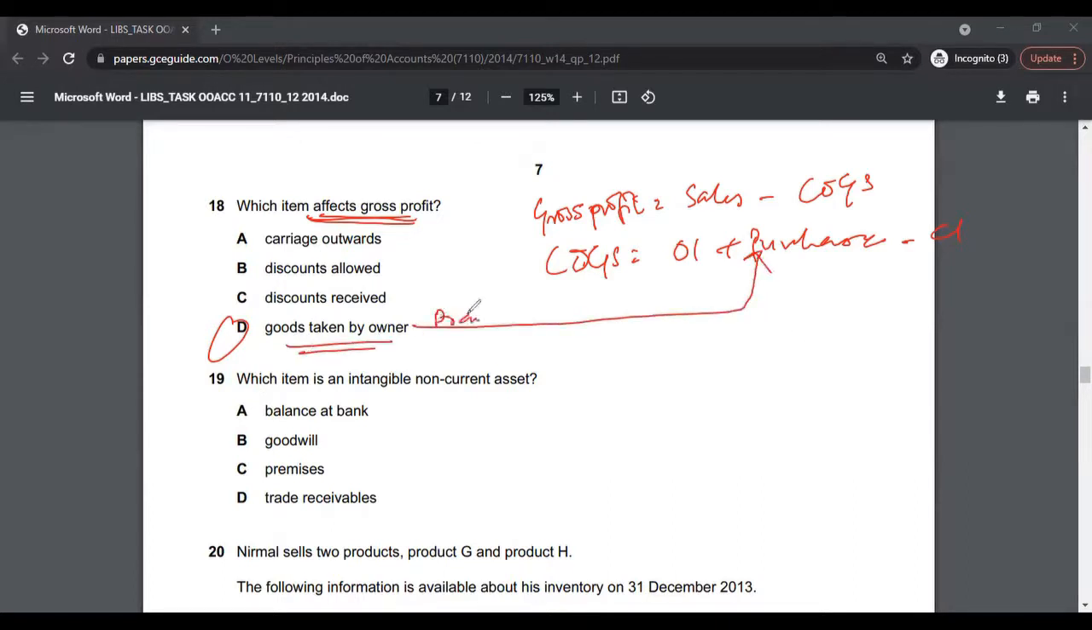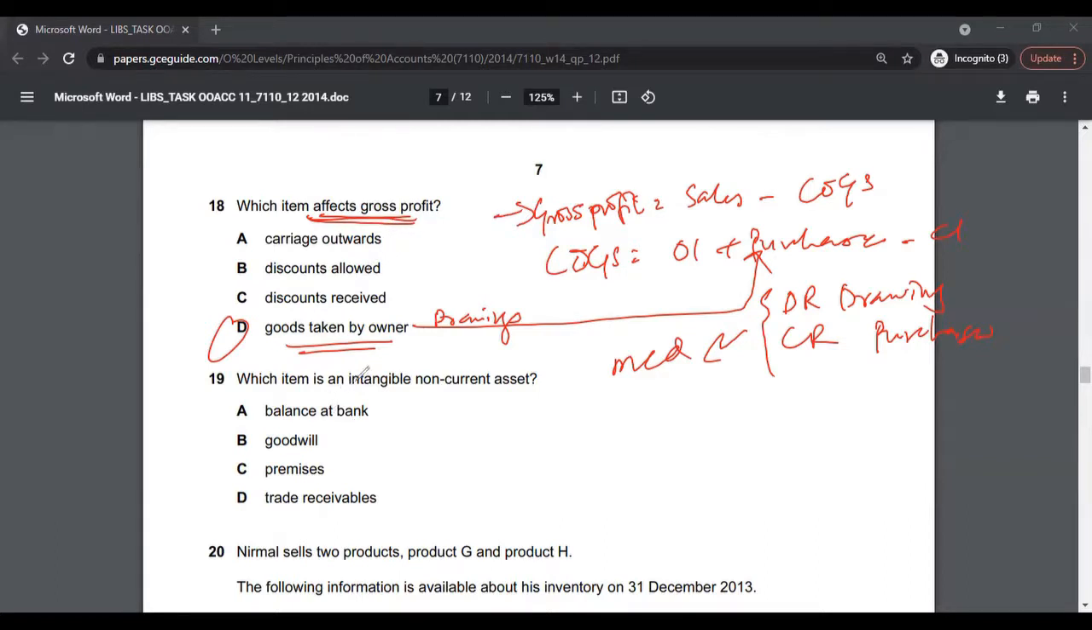This is drawings, right? So whenever a drawing happens, you debit drawings and you credit purchases, right? A lot of the times they ask you this in multiple choice as well. So goods taken by the owner do affect purchases, and then in return, they would affect the gross profit overall. So the answer to multiple choice 18 is option D.